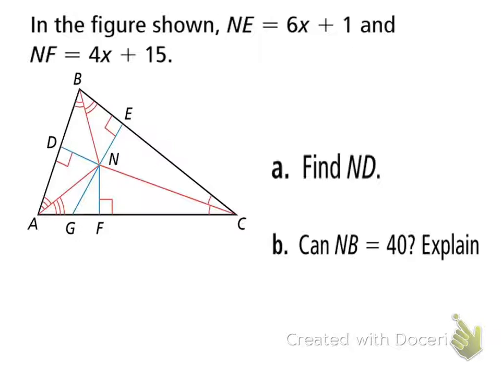So how many sides are there in a triangle? There's 3. So the distance from the center to the side, there's only 3 sides. So there's only 3 congruent segments inside of this triangle, not 4. Can someone tell me which 3 are congruent? Sam? NF, NE, and ND. You are correct. So I would highlight those as congruent.